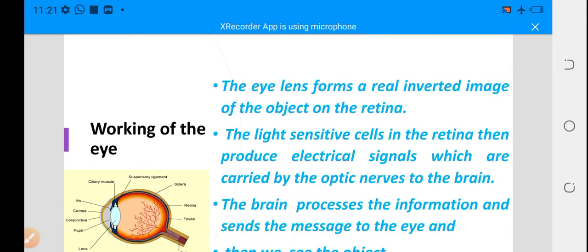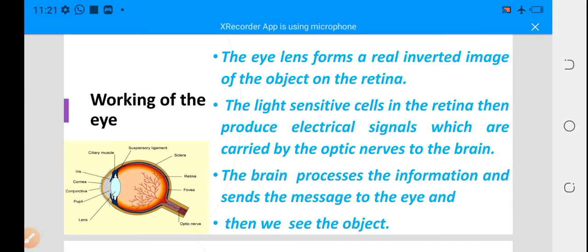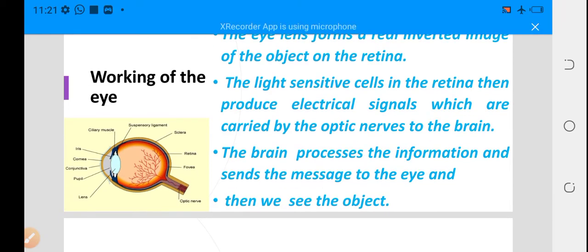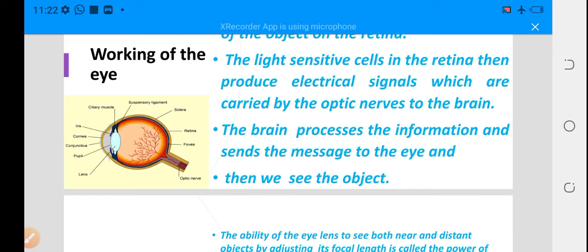Then, working of the eye. The eye lens forms a real inverted image of the object on the retina. The light sends signals to cells in the retina that produce electrical signals, which are carried by the optic nerves to the brain. The brain processes the information and sends the message to the eye, and then we see the object.